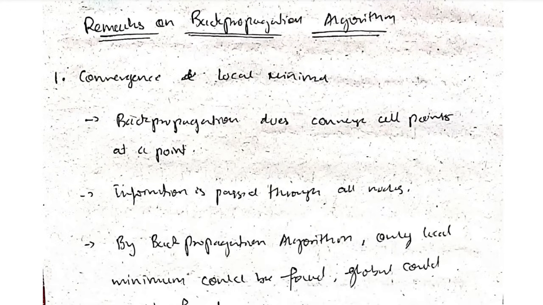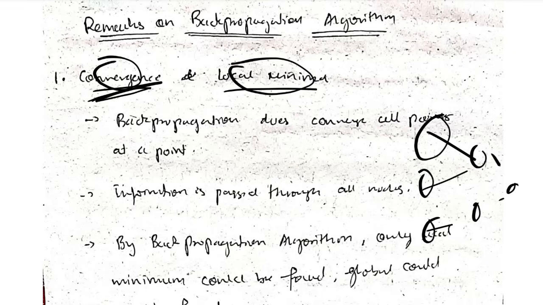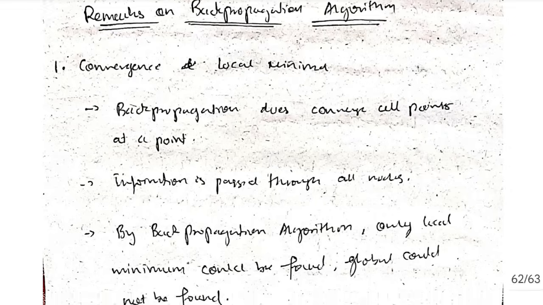Next, what are the remarks of backpropagation? This is the last question. Convergence and local minima. Convergence means what? Many nodes are there, each is interconnected, information will be transmitted, and all will converge to one point. That is known as convergence. Local minima means there is a good chance in the backpropagation algorithm that you will be satisfied with a local minimum. It's not always that we'll get the global minimum, it can be missed also. That's the first point.